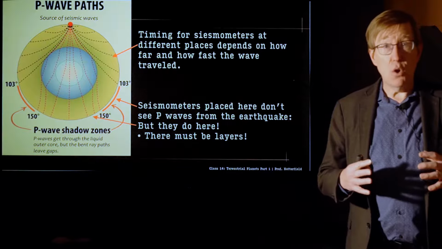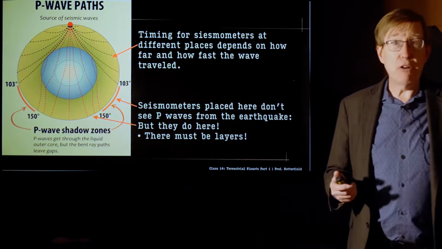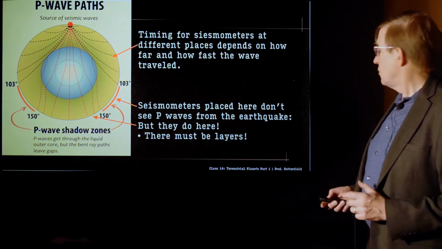So we know there's a dense core in the middle, and we know that the dense core, at least the outer part of it, is liquid. That's pretty cool. So there must be layers.